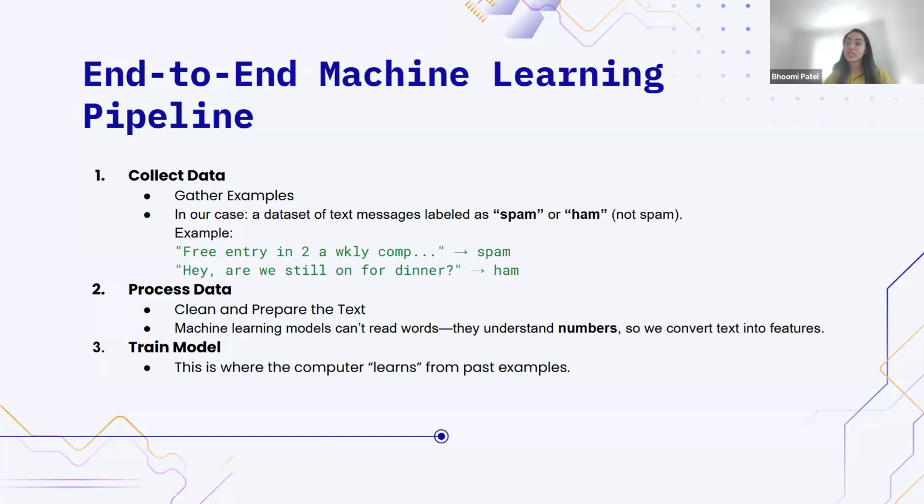Machine learning does not understand the language that we as humans do. For example, we can very freely read "free entry" or "hey, are you still on for dinner" and so on and so forth. But machines do not understand any of these. They only talk in numbers. We all know about that. So that's when we do processing of the data, where we actually modify these sentences such that machines can understand them, and there are different ways we can process the data.